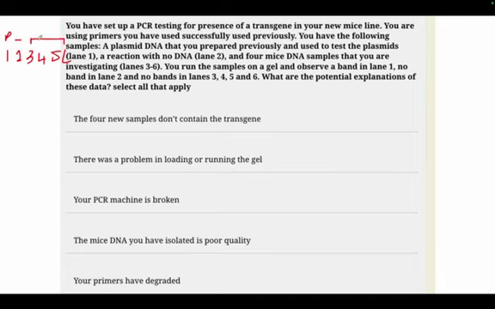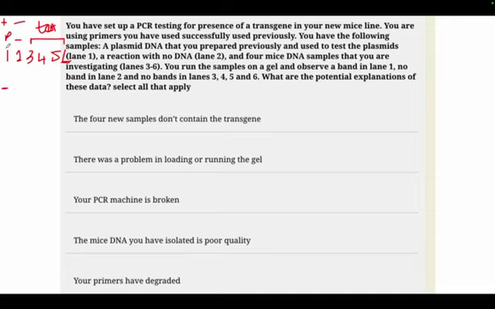Okay. When we run the samples on the gel, we have a band in lane 1, no band in lane 2, and there is no band also in all of these lanes corresponding to our experimental samples. Okay. So since we are seeing a band in one, this is basically a positive control, this is a negative control, and this is our test.